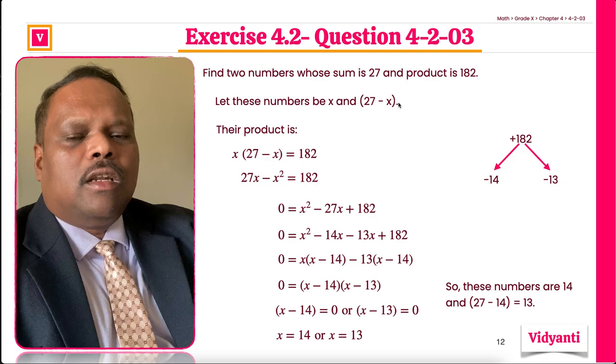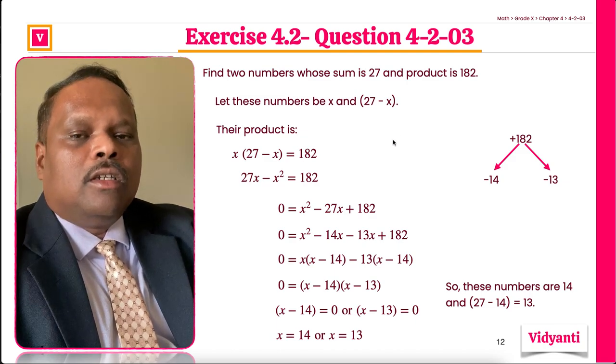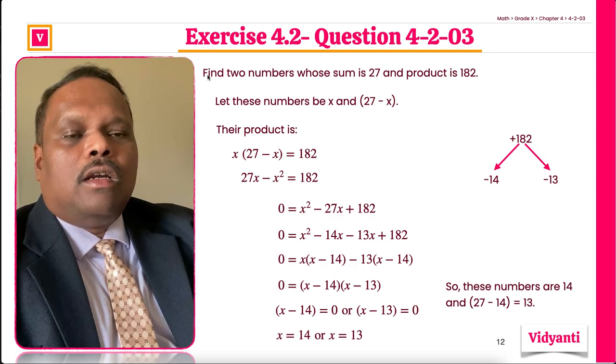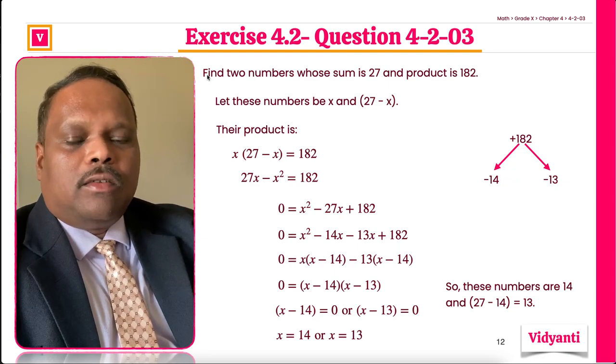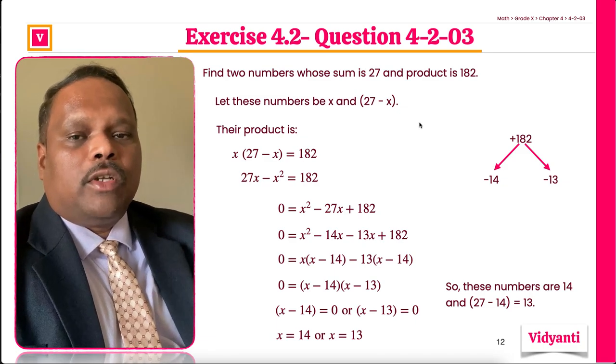So these numbers are 13 and 14. The order is not really important here. So the two numbers which are asked in this question are 13 and 14. Again, this is a very good example because whatever answer you have got, you can directly cross check and make sure that your answer is 100% clear.